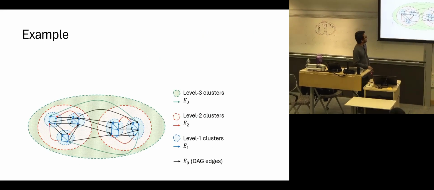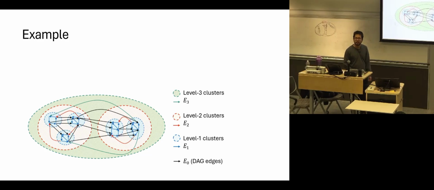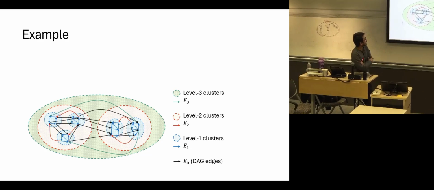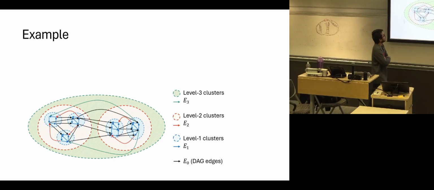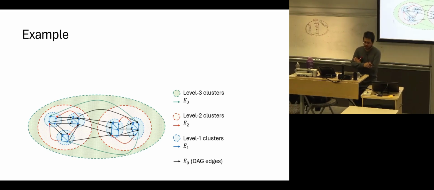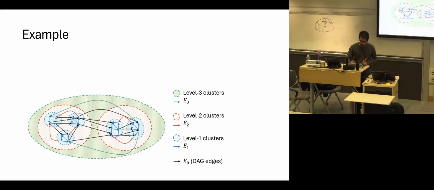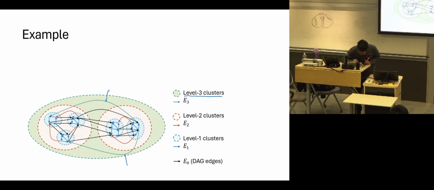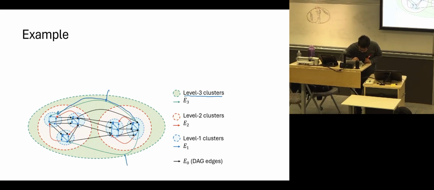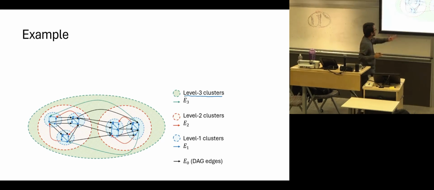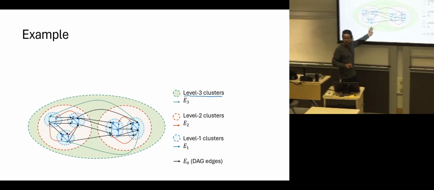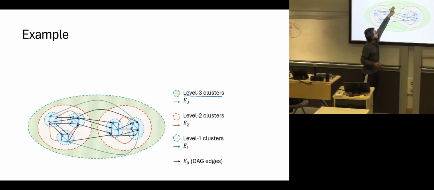Maybe the example to look at is like this. This might be another good example. So you have that the graph is strongly connected. So the level 3 cluster is the big green thing. E3 is these green edges, so that when you remove it, then you get red components. And the green thing is expanding in the graph.